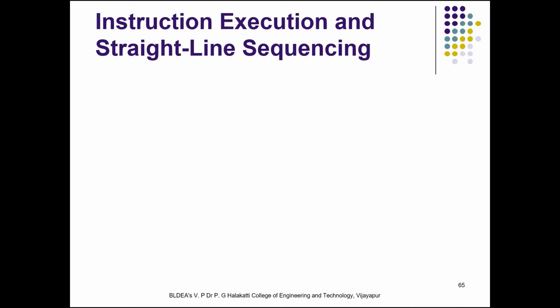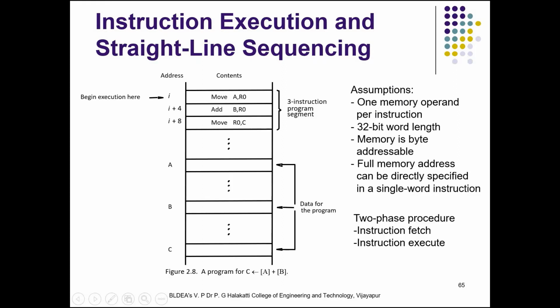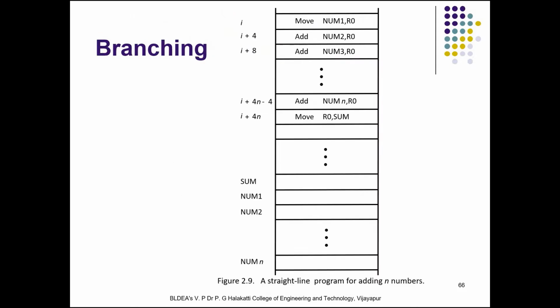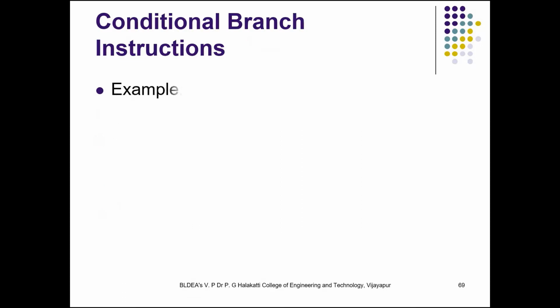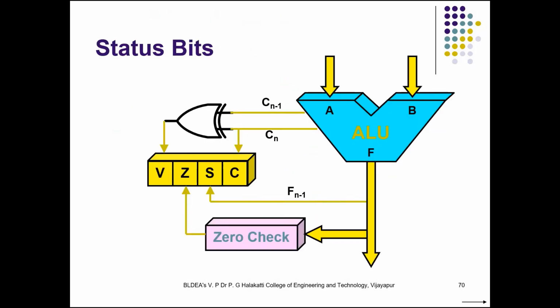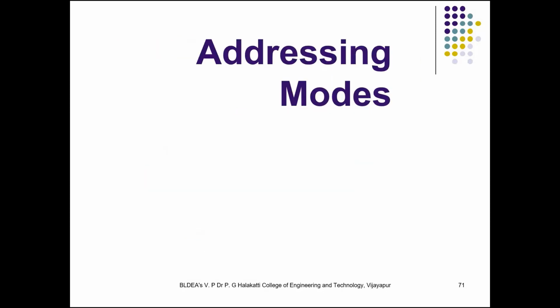In the last video, we have seen instruction execution and straight line sequencing. We have just gone through branching. We saw that during instruction execution there will be two phases, instruction fetch and instruction execution. And we also went through branching. Then we studied the condition codes, and we also saw how these condition codes are stored in status bits. And today we are going to learn about addressing modes.